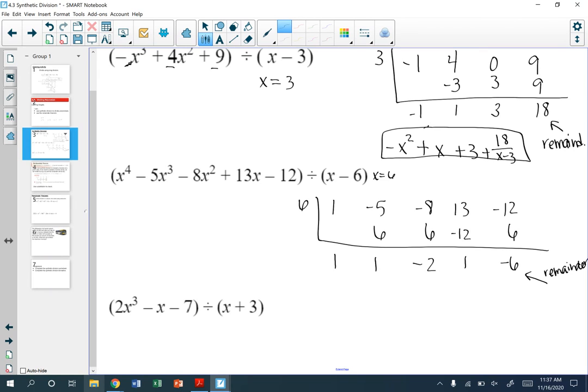And again, this was an x to the 4th degree, so a degree 4 polynomial. So this is going to be a degree 3 polynomial. So I start with my x cubed. Now remember, this is my remainder, so I have negative 6 over x minus 6.